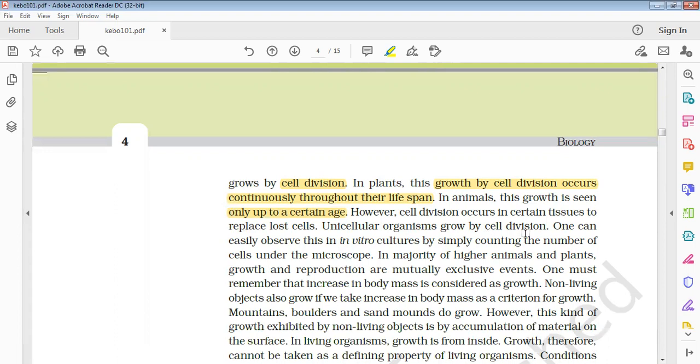So how can we find whether the unicellular organism has grown or not? Unicellular organisms grow in the sense that they will increase in their individual cells. That is, they undergo multiplication from one cell, they divide to form two cells, and from two cells, four cells. So we can easily observe this in in vitro cultures by simply counting the number of cells under the microscope.